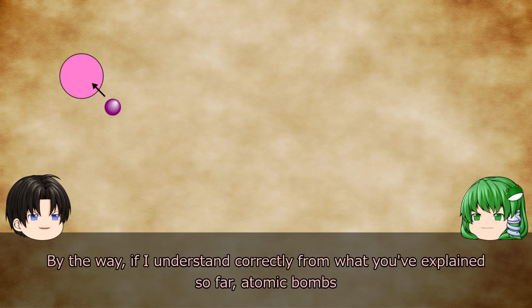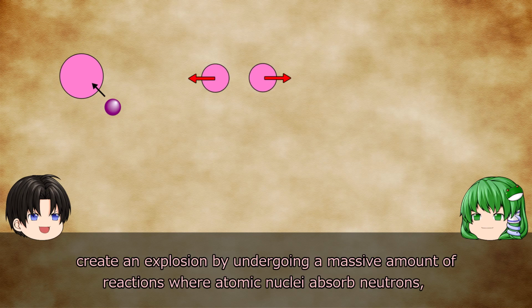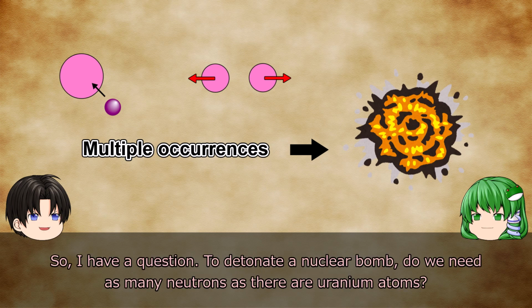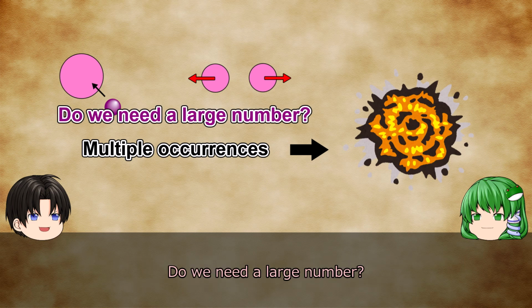By the way, if I understand correctly from what you've explained so far, atomic bombs create an explosion by undergoing a massive amount of reactions, where atomic nuclei absorb neutrons. And this action causes the shape of the atomic nuclei to change and split into two, right? You're not wrong. So I have a question. To detonate a nuclear bomb, do we need as many neutrons as there are uranium atoms? Do we need a large number?